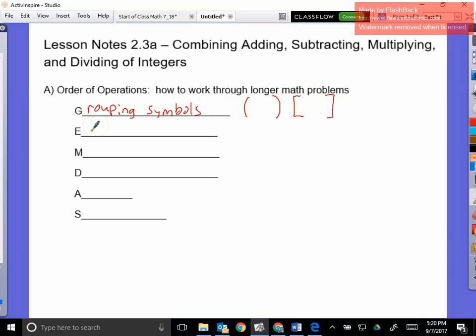The next thing, the E, stands for exponents. An exponent looks like this, where you have a regular number raised to a power, like the power of 2. With these two, grouping symbols and exponents, we're not really going to use those in this chapter, so I'm going to put an X here. It's good to know what they are just for review, but we're not going to be using these in this chapter. What we're going to be working on is these last four, where the M stands for multiplying.